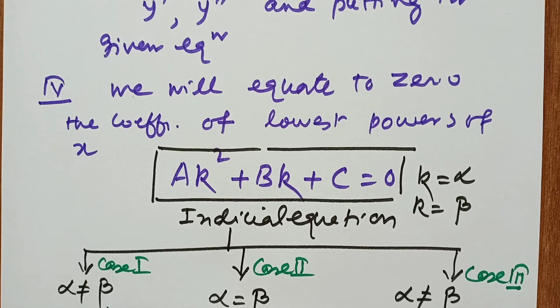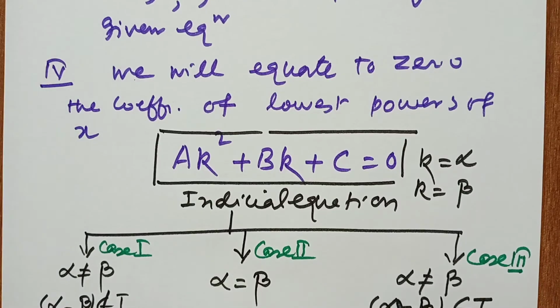Second, both roots are equal. Third case, roots not equal and their difference is an integer. Okay. So we will explain one by one.